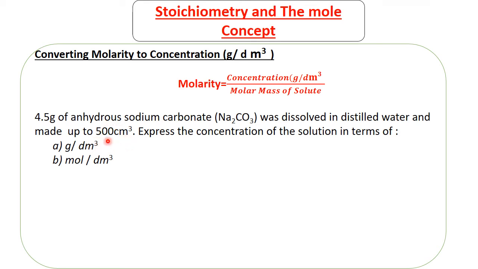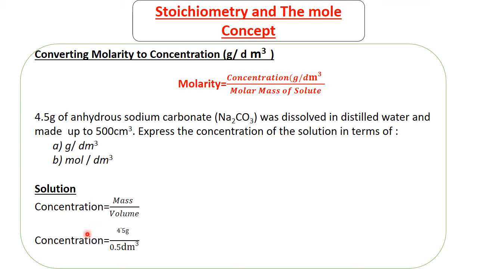We're not going to show the actual conversion, because this is something that you should learn to do in your head, converting from centimeter cubed to decimeter cubed. So here's the solution. Concentration, we know it's mass over volume. So this 500 centimeter cubed, what is it in decimeter cubed? You divide this by 1000, it's going to be 0.5 decimeter cubed. So we're going to have concentration 4.5 grams over 0.5 decimeter cubed. When you divide, you're going to get 9.0 grams per decimeter cubed as the concentration of sodium carbonate expressed in grams per decimeter cubed.